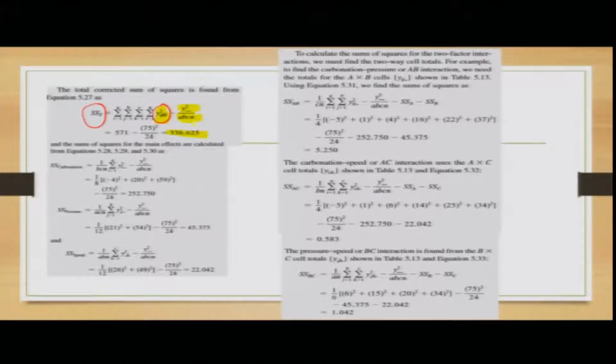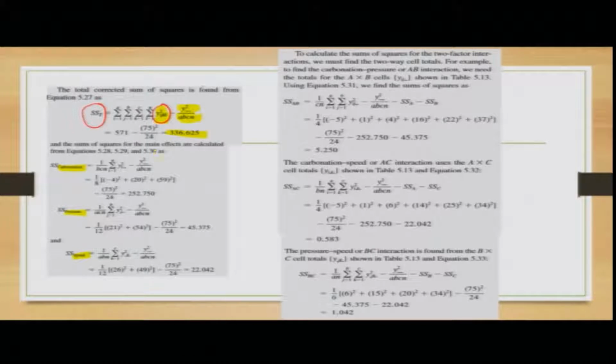Then if I go to the factors, they would be SS suffix capital A, SS suffix capital B. If we name them, here it is carbonation, which is factor A, pressure, which is factor B, and speed, which is factor C.